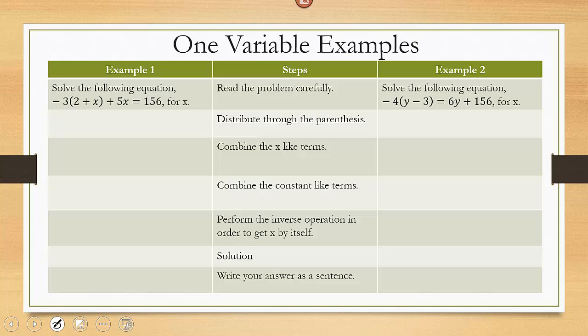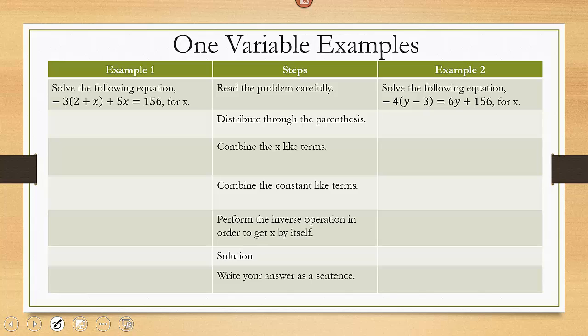Okay, so finally, on to our last slide, we have 2 examples. We need to solve for x with -3 times (2 plus x) plus 5x equaling 156. Second example is -4 times (y minus 3) equals 6y plus 156. Okay, so let's do this work. And we can just pretty much follow these steps here.